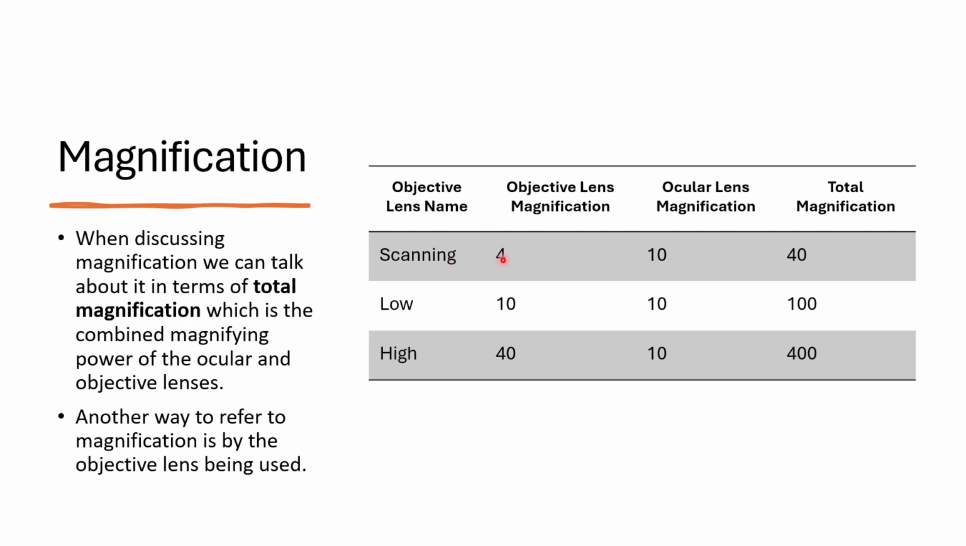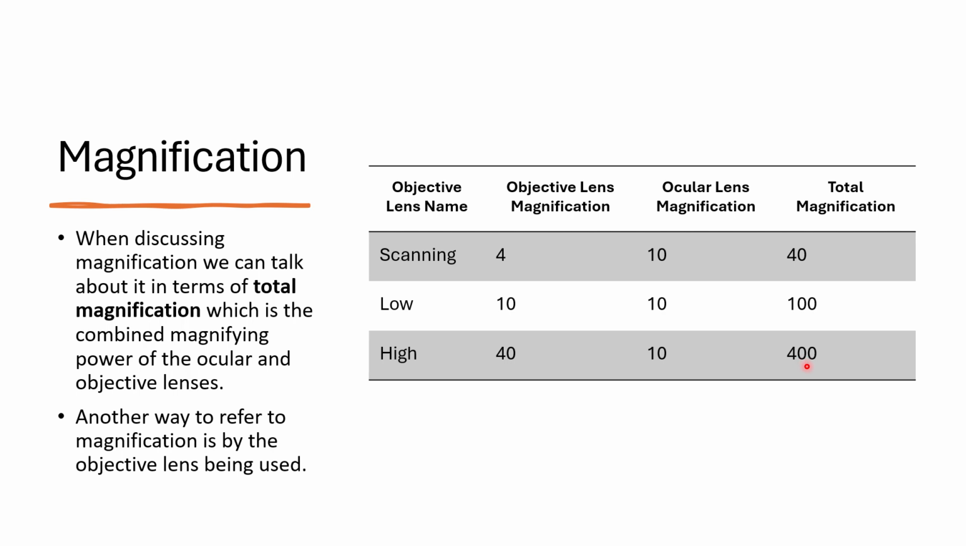So again, scanning power is 4x, low power 10 times magnification, high power 40 times magnification. And how you get total magnification, which is how magnified everything is, we have to multiply this number by the ocular lenses. Because remember, the ocular lenses also have their own series of magnification. So when you're looking at our lowest power, which is scanning, the object that you're viewing is 40 times its normal size. When you're looking at low power, it's 100 times.